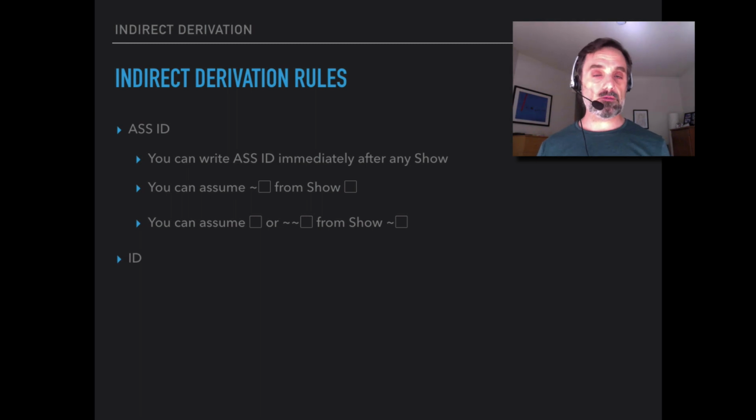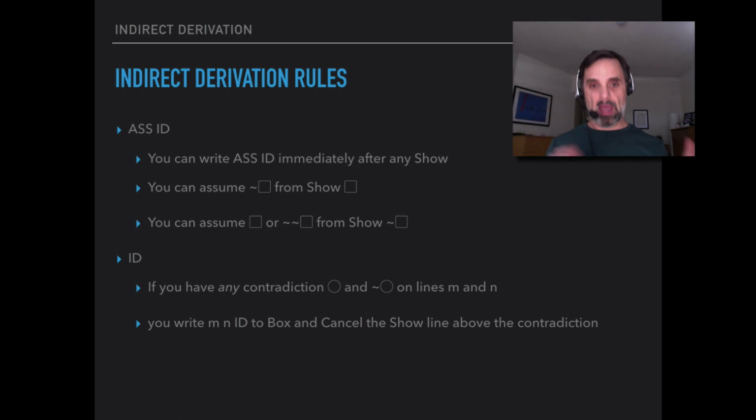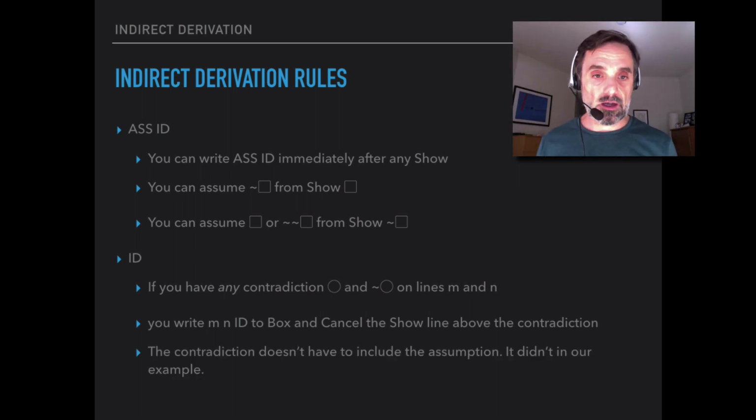How do you box and cancel with ID? Well, suppose you have any contradiction whatsoever. For any sentence, it doesn't matter how it's related to the assumption or the conclusion. Any contradiction at all, you say you have circle on line M, and you have not circle on line N. So, I don't know, lines 5 and 7 or whatever. Then you say M, N, so 5, 7, say ID. So you write down the lines on which the contradictory sentences occur, and that will let you box and cancel the show line. And that's how it works.